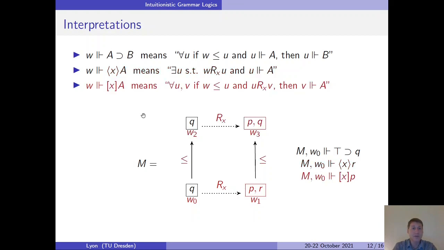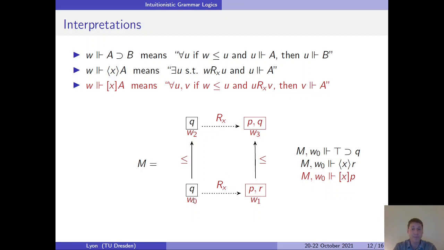Last, let's look at the X box relation. X box A holds at a point W if and only if, whenever we can make a move along the intuitionistic relation, and then make a move along the modal relation, A holds there. So let's look at our example.